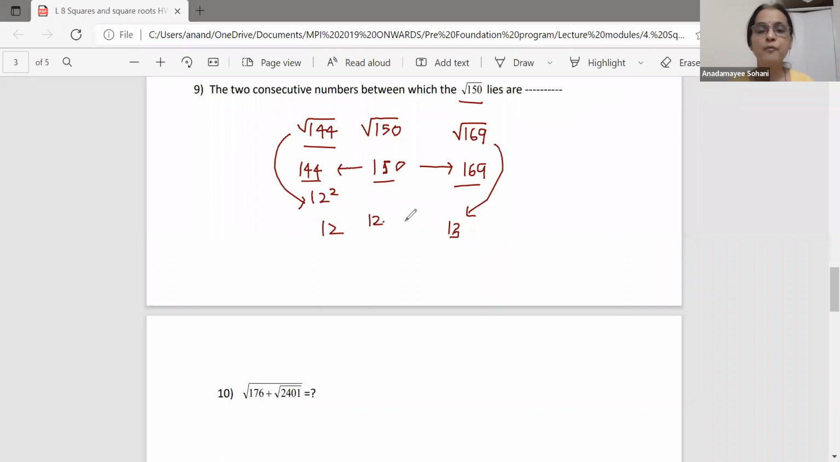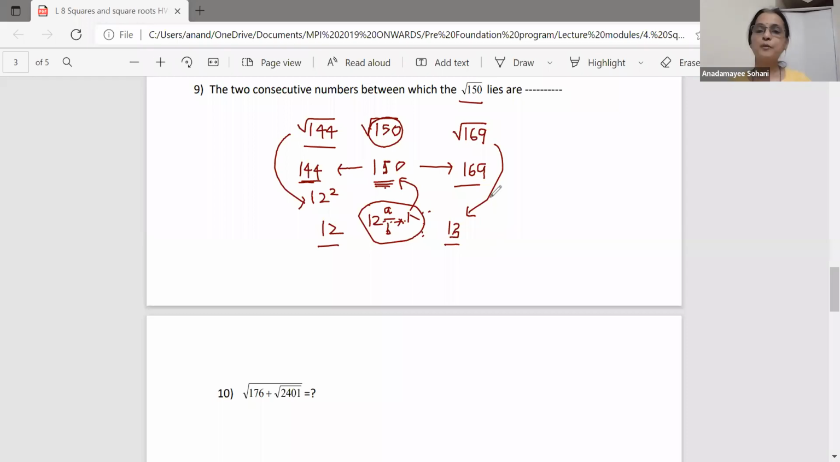So 150 is not a perfect square. 144 is a perfect square of 12, 169 is a perfect square of 13, and 150 is the square of some number between 12 and 13. So 12 point something multiplied by 12 point something will give me 150. But this is not a natural number, and therefore 150 is not a perfect square. Our answer will be that root 150 lies between 12 and 13. Okay.